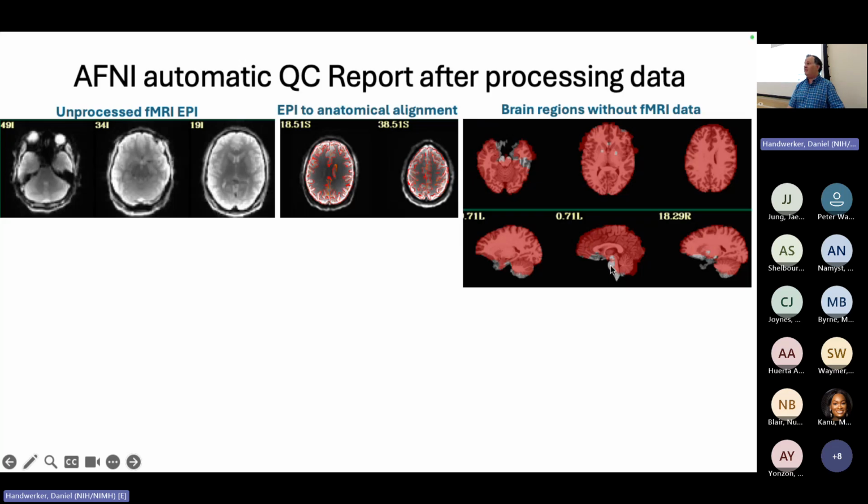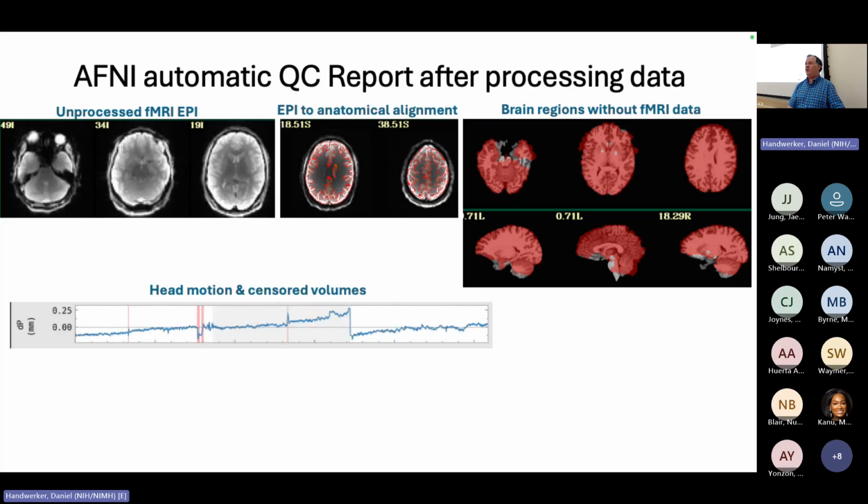Do I really care about this part of the brainstem? Do I really care about this area of orbital cortex? If the answer is no, great. If the answer is those are central to my study, then that's a huge problem.